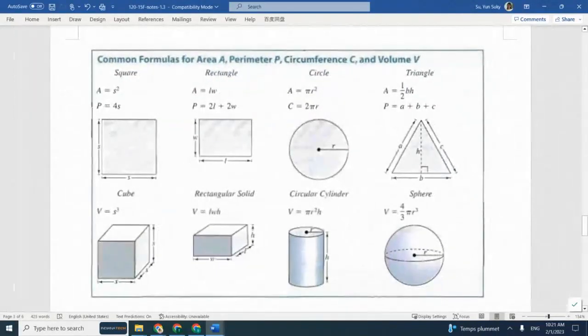Okay, so in our example 4, we talked about a rectangle. How about other shapes? So here we have two-dimensional geometry figures, and this is three-dimensional. So for two-dimensional, what do we care about? We care about area and perimeter. So area and perimeter.